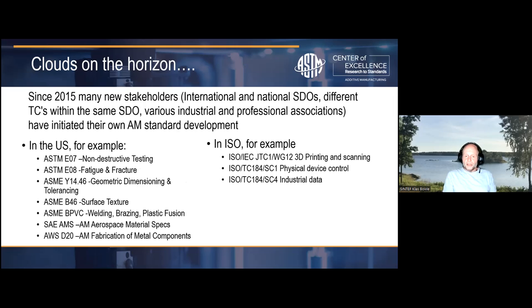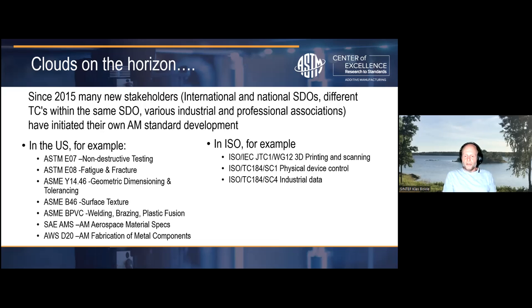In ISO, there has been interest from a group that's looking at information technology. They call it 3D printing and scanning and have made some attempts to develop their own terminology in competition with ISO and ASTM, which is, in my opinion, very annoying.